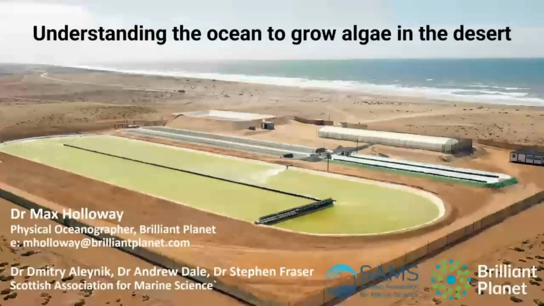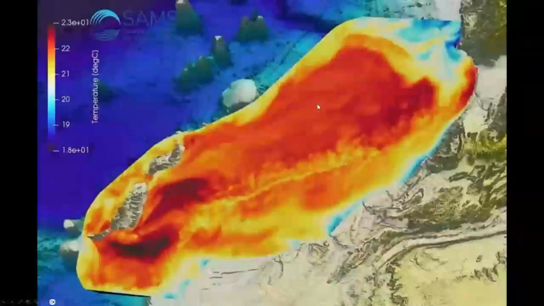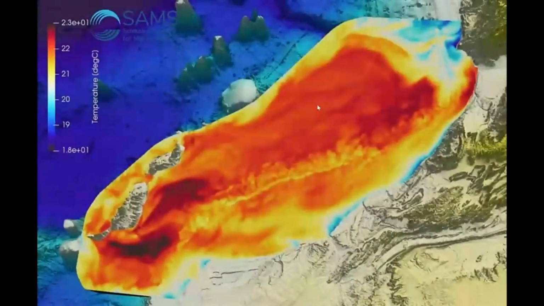Okay, great. Well, first of all, thanks for having me, and thank you to Archer for providing such a great facility for running all these models. So just to start with, this is the image that was submitted, which is just a still from our ocean model showing sea surface temperature along the coast of Morocco.